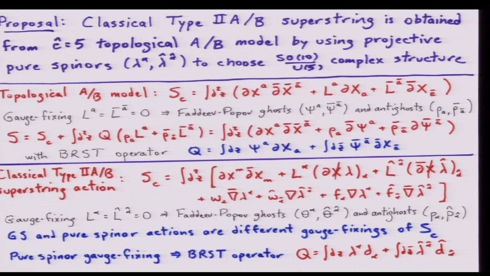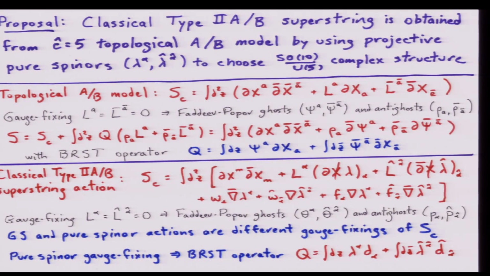So the claim is that the classical action for the type 2A or type 2B superstring just comes from the topological A or B model, where you use the pure spinors to choose this choice of complex structure. So just to remind you what the topological A or B model is, you can think of it as just a purely bosonic action before gauge fixing. So these are Lagrange multipliers for the left and right moving. So you choose 5 complex x's, or in general half of the complex. So you start with, let's say, d x's, and you choose d over 2 to be holomorphic and d over 2 to be anti-holomorphic.